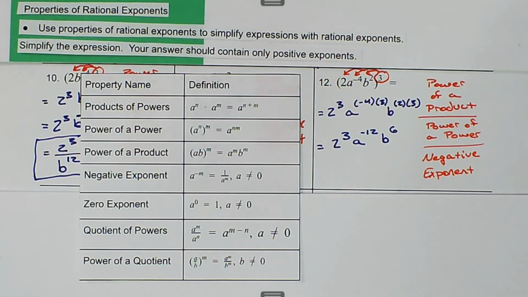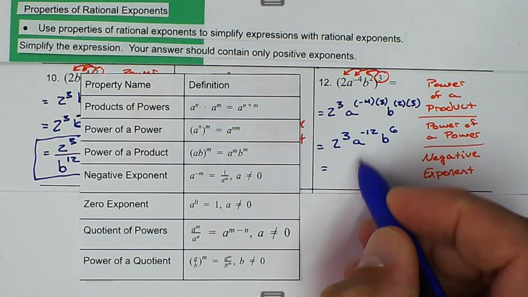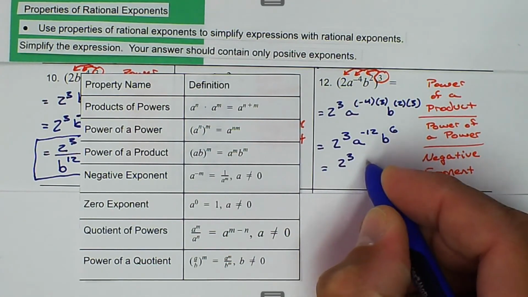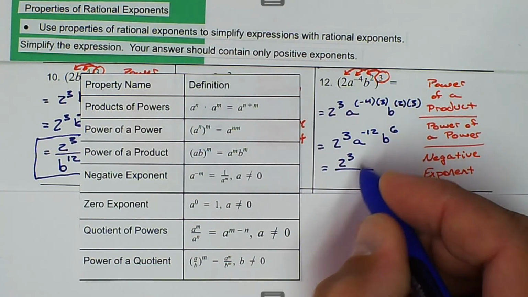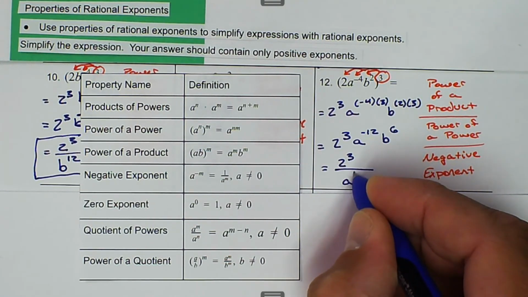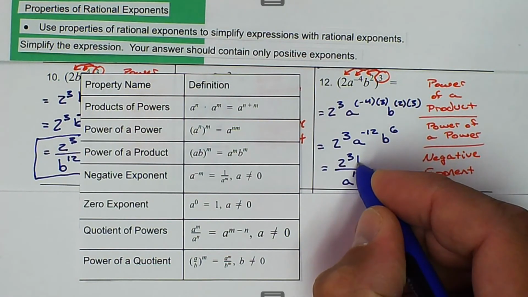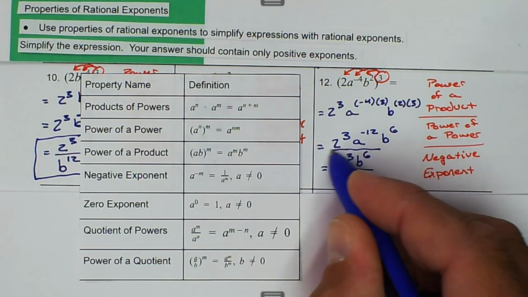And we can move that from the numerator to the denominator. So the 2 to the third, that's positive, that stays in the numerator. A to the negative 12th, we want to make that positive, so that becomes a to the 12th in the denominator. And then b to the 6th, that stays in the numerator. And then that's as simple as we can get it.